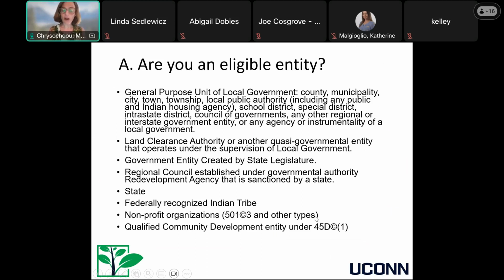If you are a nonprofit organization looking to apply for a cleanup grant, I would advise that you get in touch with us as soon as possible, because we want to make sure that you fulfill the eligibility criteria. I do not want to go into this in too much detail right now. And then finally, a qualified community development entity. Again, you can look more into that in the guidelines for details.